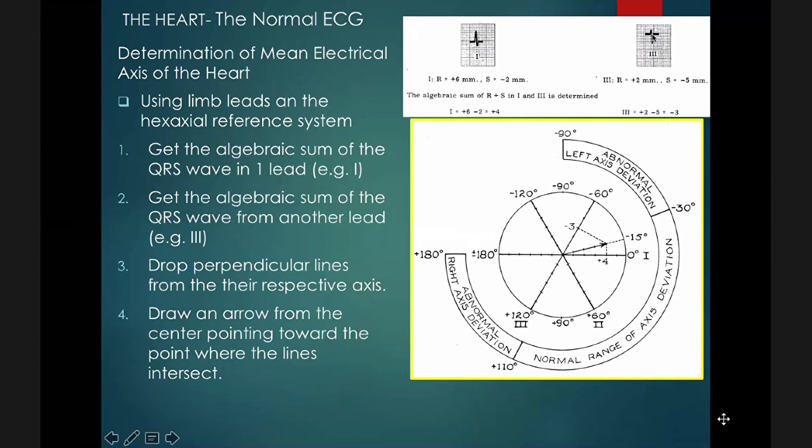Pero dalawa lang sa taas, ilan naman to? Dalawa sa taas and then 5 pababa. So, -3. So, lead 3, positive dito, negative doon, so lead 3 dito. And then you put the point in between the two, kaya negative 15 siya. So since negative 15 degrees siya, is still normal kasi ang abnormal is from negative 30 to positive 110.